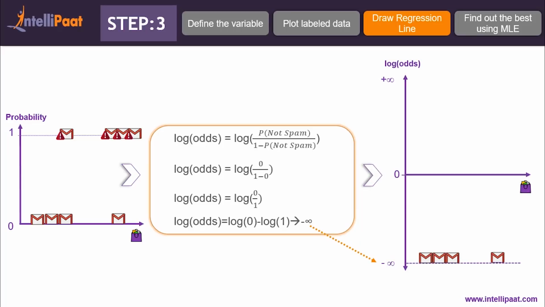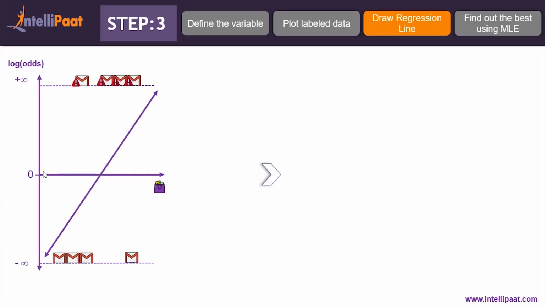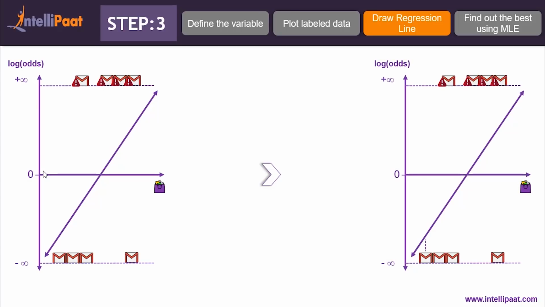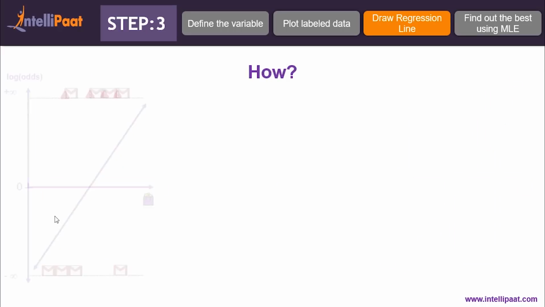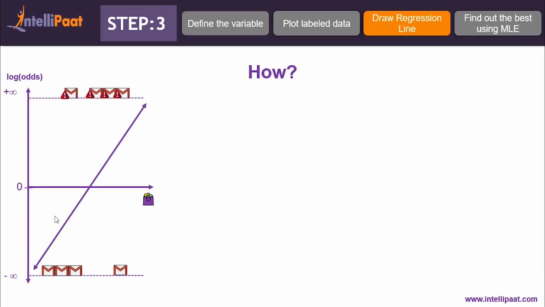Okay, similar concept. Now we have our data up here. So first we'll assume one regression line, then we'll project our data onto the regression line. Now let's go back to the step where, with the help of the sigmoid function, we'll convert the log odds to the probability of a mail being spam.